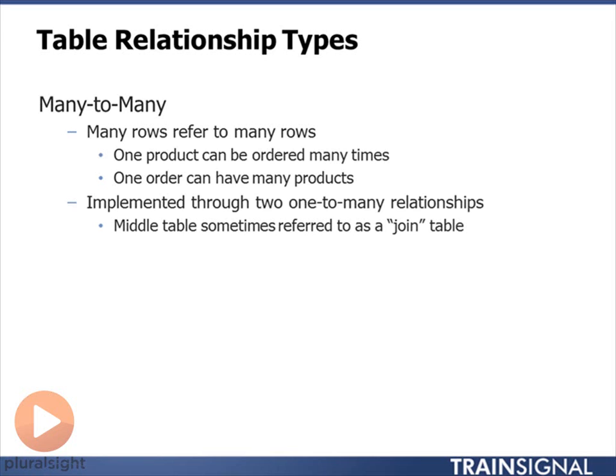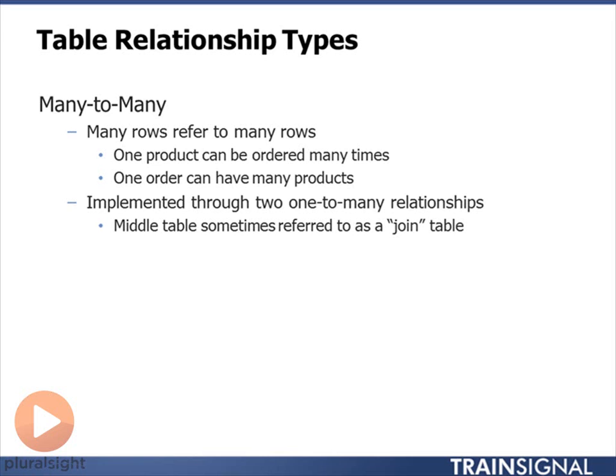The last type of relationship that we have is a many-to-many relationship. And this is where many rows refer to many rows. The most common example for this is products and orders, because one product could be ordered many times. In fact, I'm hoping that it'll be ordered many times. And then on the flip side, one order can have many products. Or again, at least I hope that people are going to be loading up their orders with a whole bunch of products. So what we need to be able to do is create that relationship. That's going to be a many-to-many relationship.